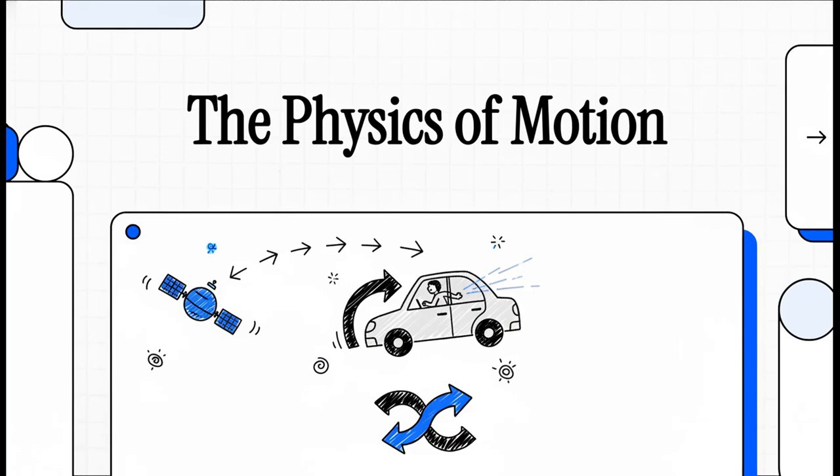You know that feeling when you're in a car taking a sharp turn and you feel pushed to the side? Or have you ever looked up and wondered, how in the world does a satellite stay in orbit? Well, the answers to all of that are found in the fundamental physics of motion. And that is exactly what we're going to break down right now.